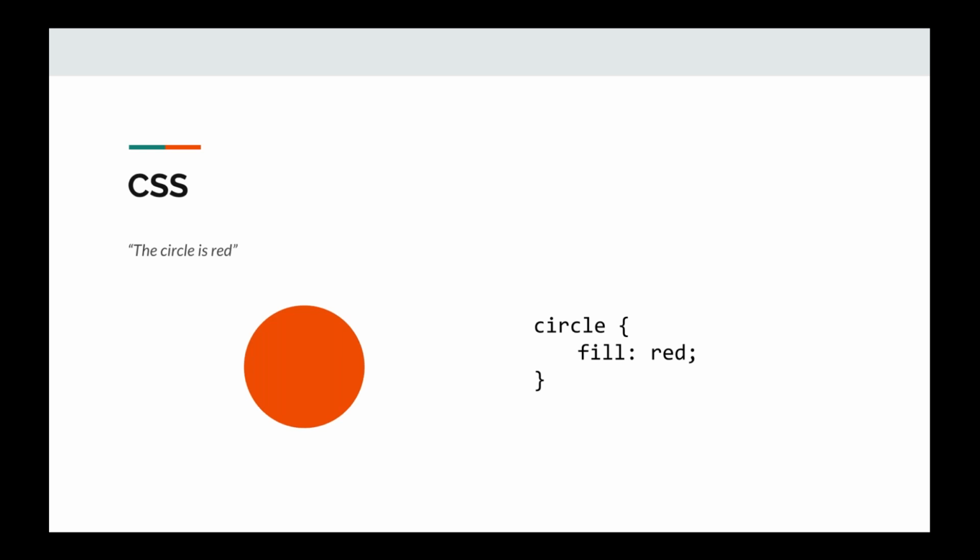CSS is for styling that content. With CSS, you would take the same circle and say, hey, the circle is red. The syntax might be something like this. Hey, the fill of the circle is a red color.